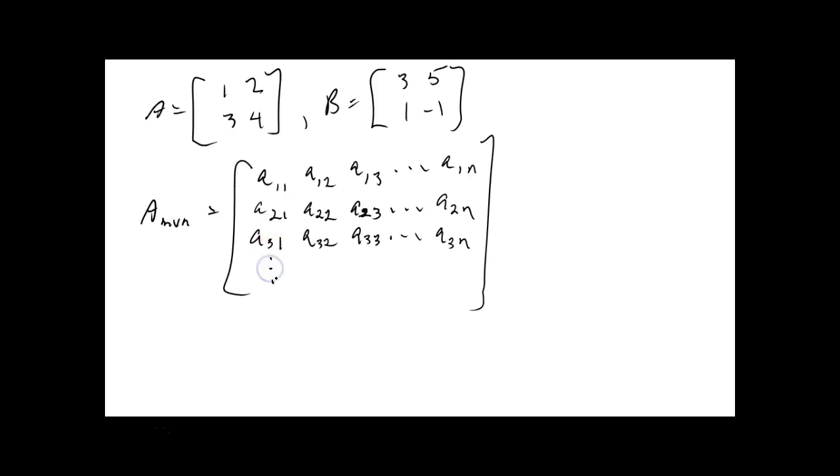Let's dot, dot, dot this down to the last row. What would the last row be? A sub what? Now, m1, right?